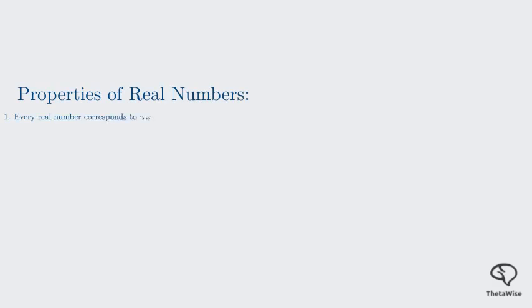It's also important to remember two key properties of real numbers. First, every single real number corresponds to exactly one point on a number line. And second, the reverse is also true. Every point on a number line corresponds to a unique real number. This one-to-one relationship is why we use number lines so often.